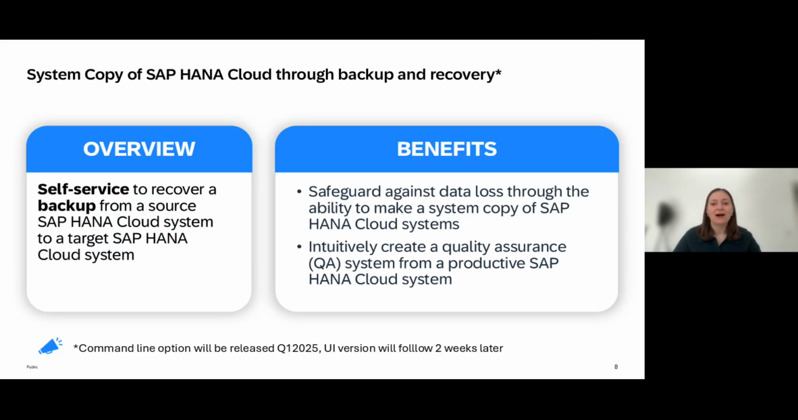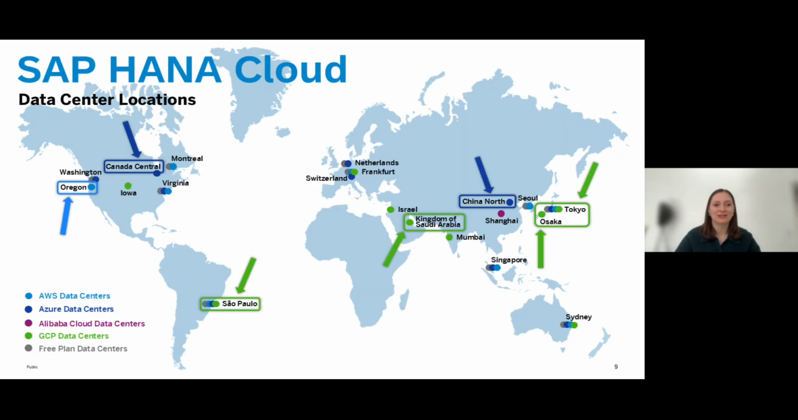We're also adding a self-service to recover a backup from a source SAP HANA system to a target SAP HANA system. This gives you a few benefits. So you can definitely safeguard your data against loss. You can also intuitively create a quality assurance system from a productive SAP HANA Cloud system, and you can keep your operations secure, efficient, and resilient. One tiny remark here, we will first deliver the command line option with our QRC1 and will deliver the UI version a few weeks later. Just a tiny piece of information.